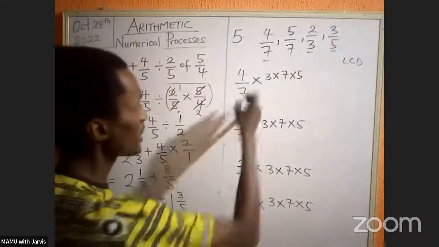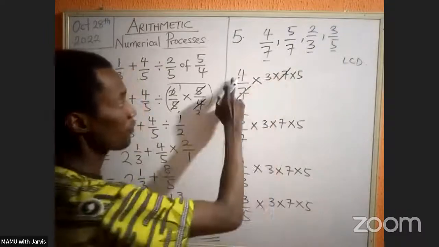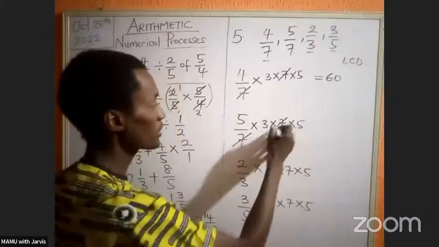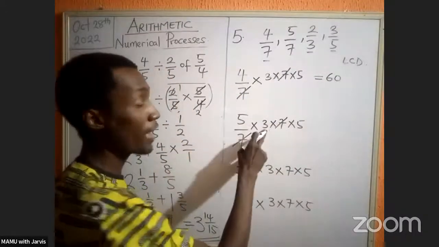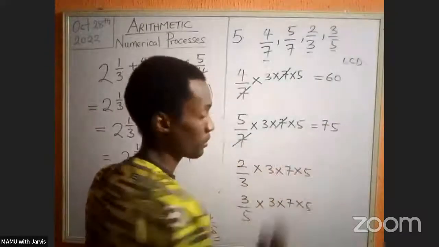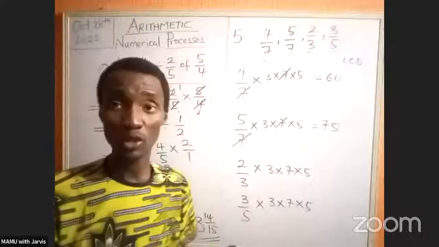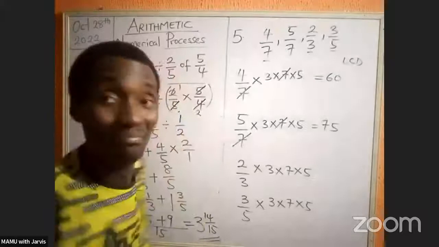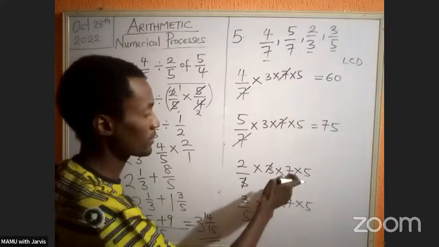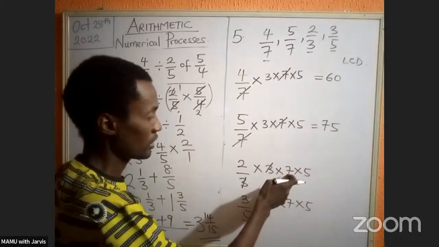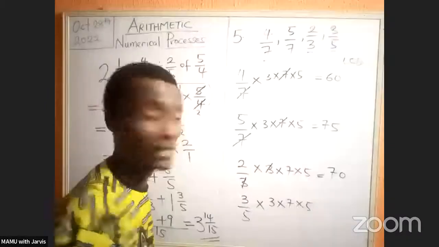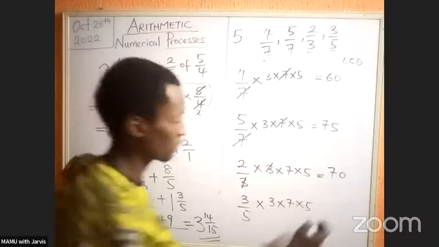Now, if you look at this, I can cancel this. I'm going to have 4 times 3, 12 times 5, 60. I can cancel this. I'm going to have 3 times 5, which is 15, times 5, which is what? 75. Remember that because it's an OBJ exam, you're free to use your calculator, but you really don't need your calculator. Now look at this. We're going to have 2 times 7 times 5. This will be 70. Because 2 times 5 will be 10. 10 times 7 will be what? 70. Okay, look at this one.